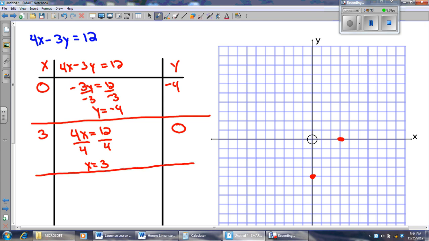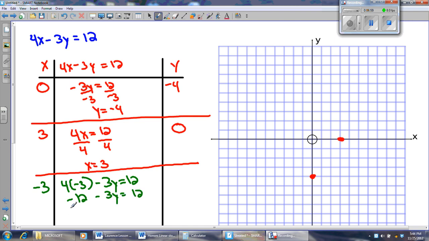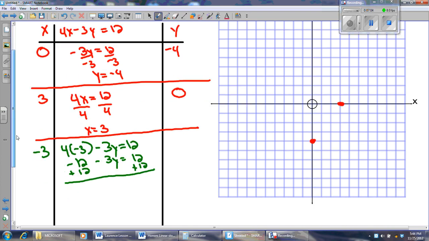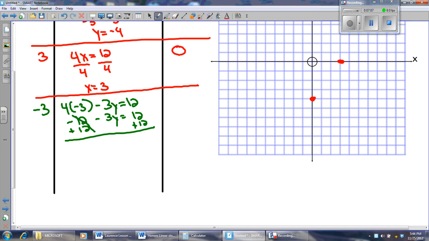All right, now remember I suggested the other day to choose the negative of this number here. So I'm going to put a negative 3 in, so I'm going to get 4 times negative 3 minus 3y equals 12. So now we're going to do negative 12 minus 3y equals 12. I'll add 12 to both sides, and I'm going to cancel those out and get negative 3y equals 24. I'll divide both sides by negative 3.